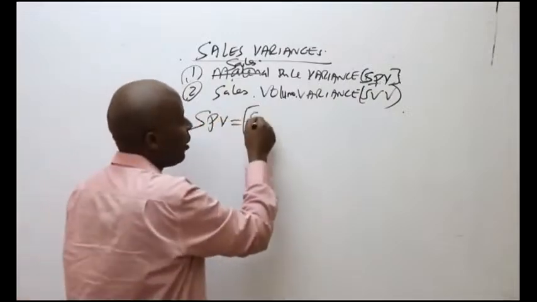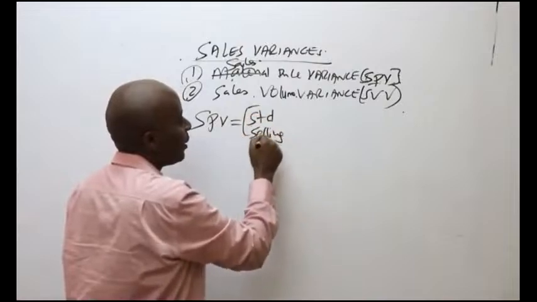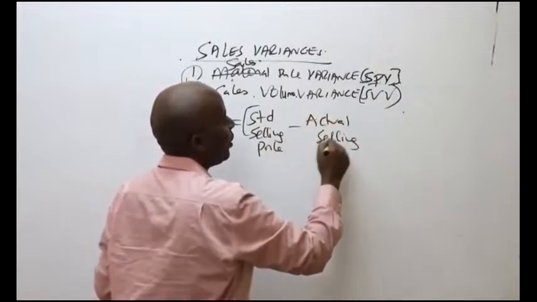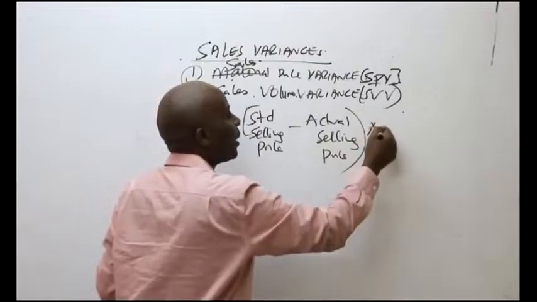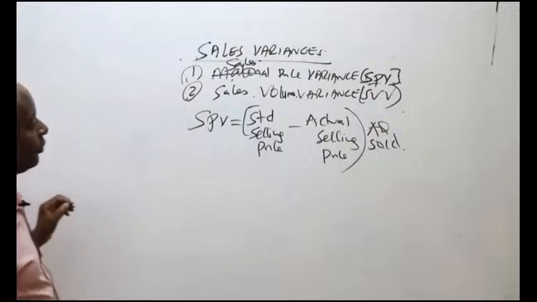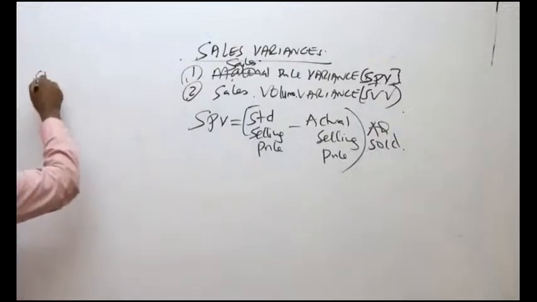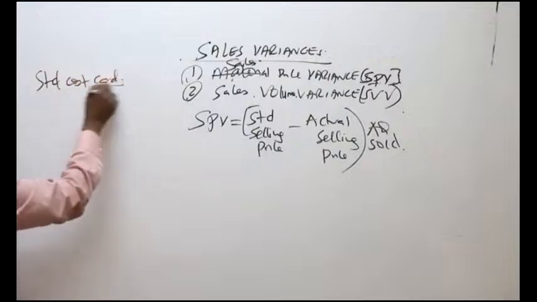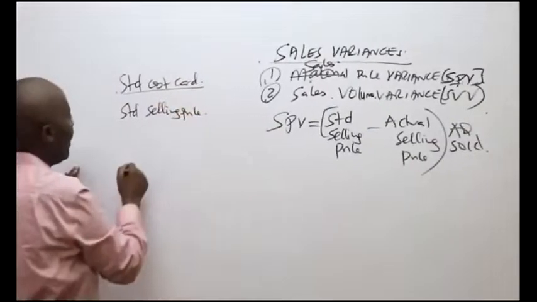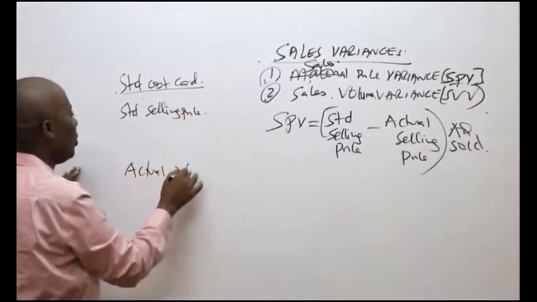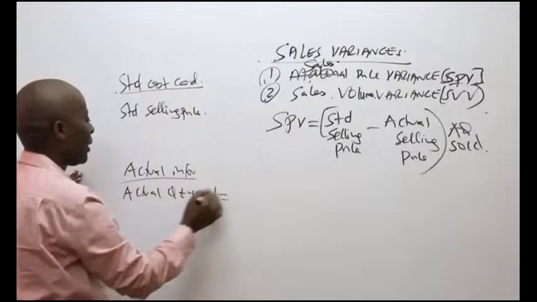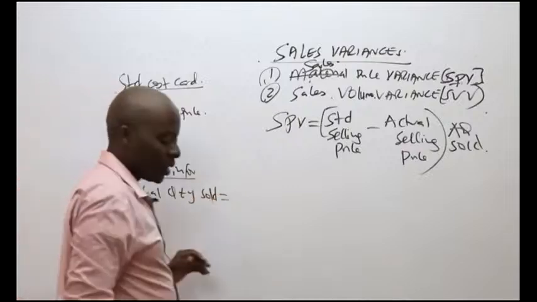So to get the sales price variance, ladies and gentlemen, what do we have here? We have the standard selling price minus the actual selling price, multiplied by the actual quantity sold. So please go to the standard cost card. You'll be able to see the standard selling price, and then in the actual information, you'll be able to see the actual quantity sold.